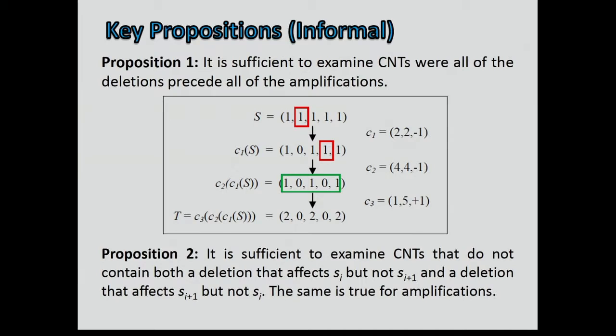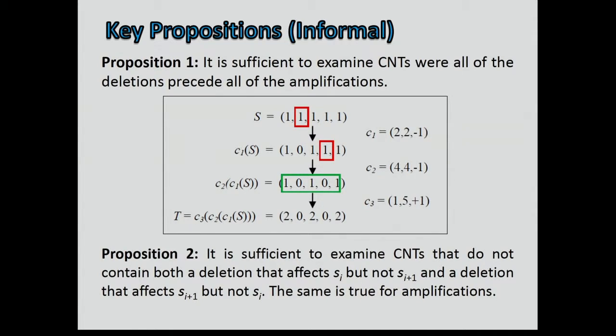Now, when you think about the opposite proposition, stating that it is sufficient to examine copy number transformations where all of the amplifications take place before all of the deletions, then this proposition is not true. And you can see this by looking at this example, which we've already seen in a previous slide. Here we have a copy number transformation of size 3. But if you demand that all of the amplifications take place before all of the deletions, then it is no longer true. You cannot find a copy number transformation of size 3.